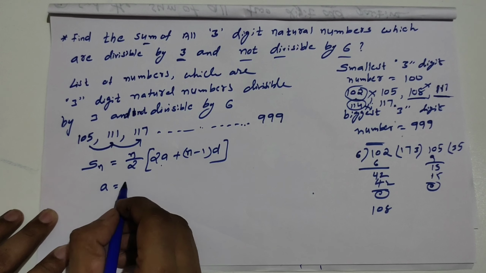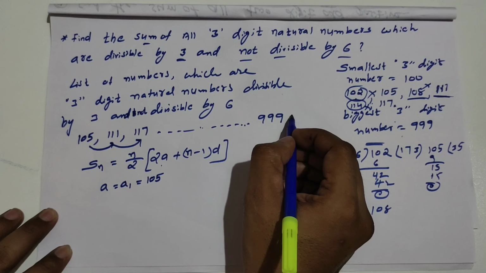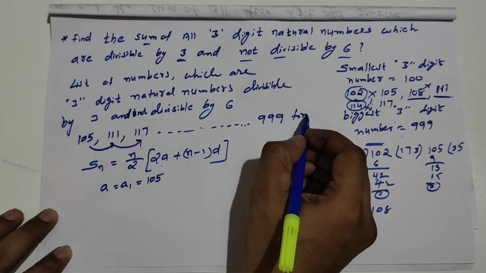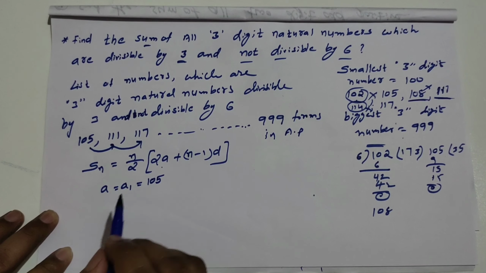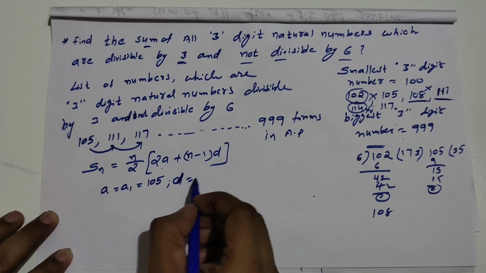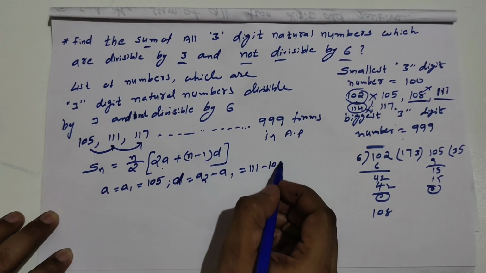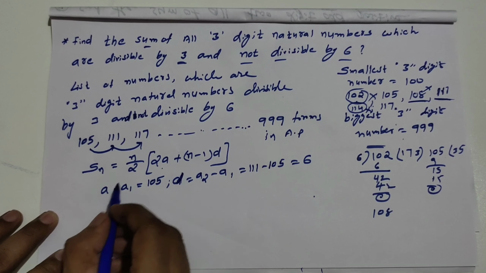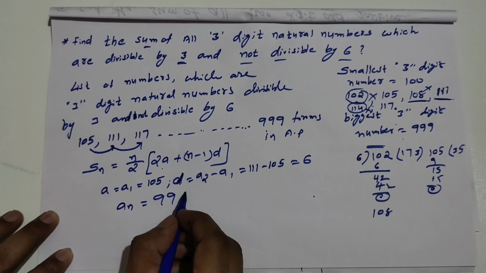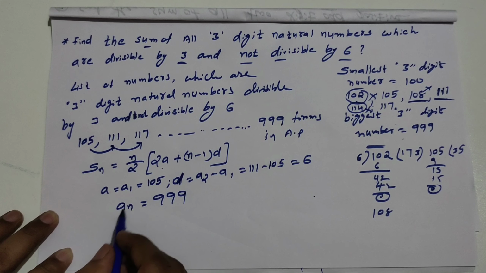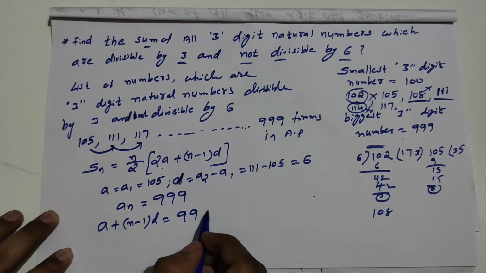First find a. Every first term in a progression is generally taken as a1, or a. Next d, the difference between a2 and a1, that is 111 minus 105, which we get easily as 6. Now to get n we have to take the last term, generally taken as an, which is equal to 999. Then the formula of an, a plus n minus 1 into d, is equal to 999.